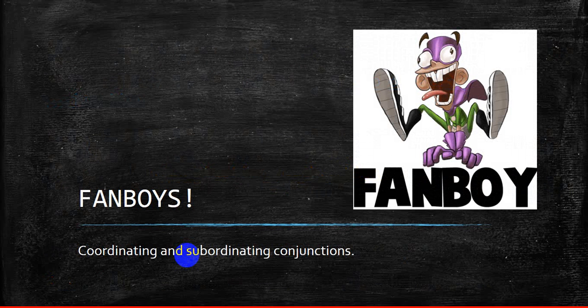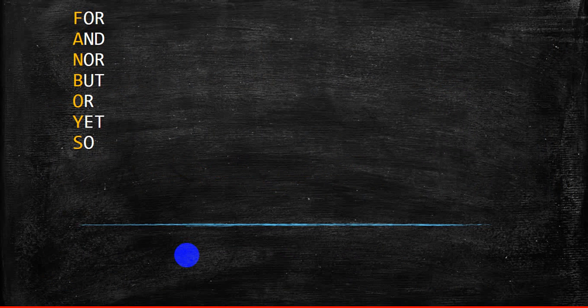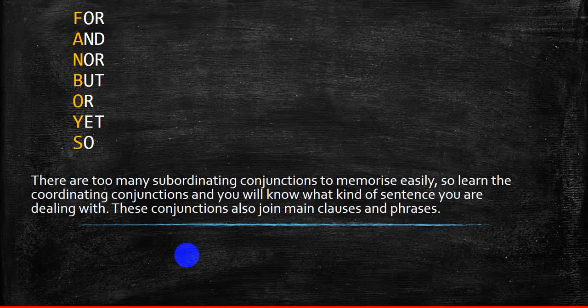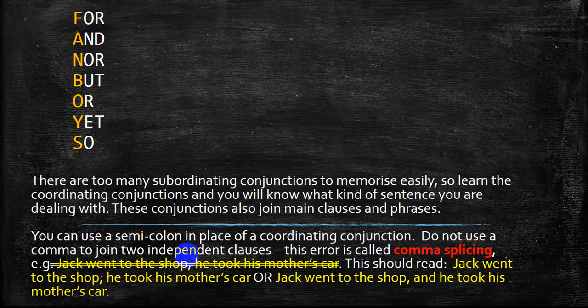FANBOYS is the acronym for coordinating conjunctions and helps us remember which are coordinating and which are subordinating. There are too many subordinating conjunctions to memorize easily, so we learn the coordinating conjunctions and then you'll know what kind of sentence you're dealing with. And they are for, and, nor, but, or, yet, so. These conjunctions can also join main clauses in phrases.